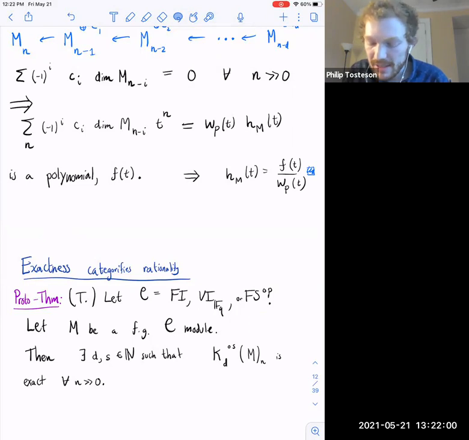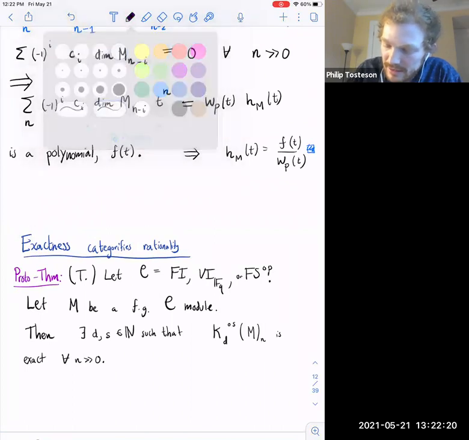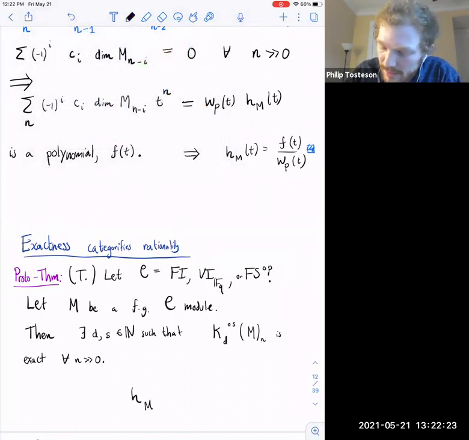Then there's some S and some D such that if you apply KD S times, you get something that's exact in high degree. So what the Proto Theorem is saying is basically a way of categorifying the fact that HM of T has denominator WP of T.